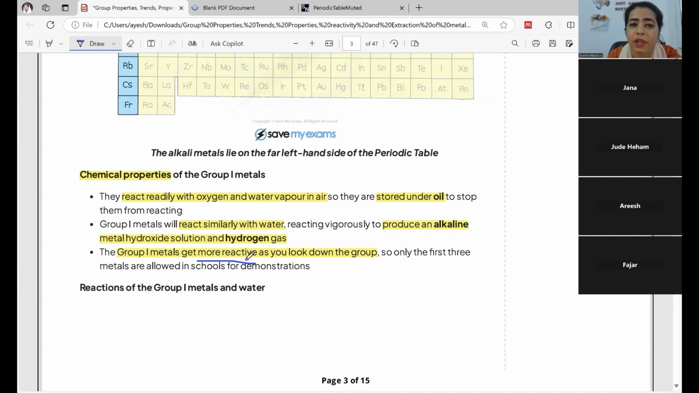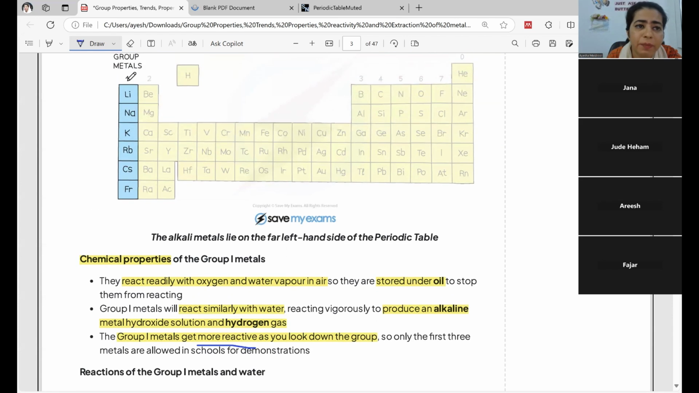This has a reason as well. The reason is not part of your syllabus for now, but we can still have a little discussion of it, because for group 7 we will see the reason as well. Okay, they are getting more reactive. Any idea why lithium at the top is a little less reactive and francium at the end is more reactive? It gets more reactive as we go down the group. Can anyone tell why the top one is less reactive and the last one is more reactive?